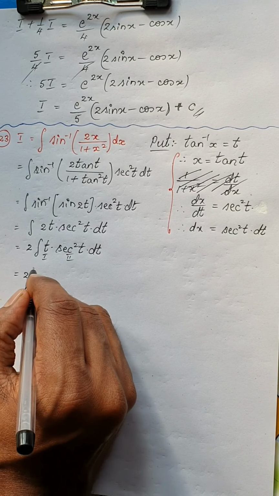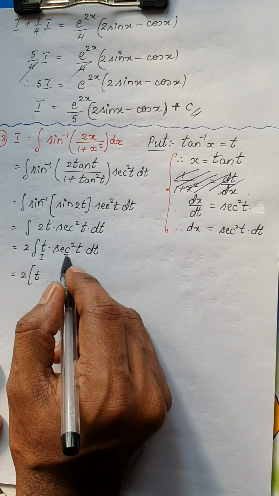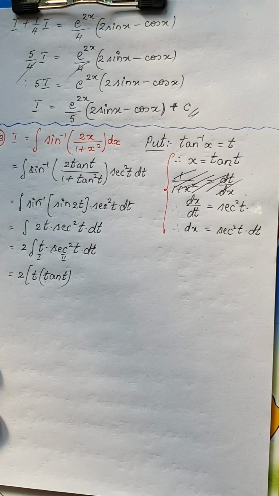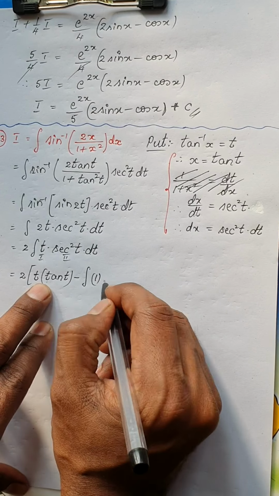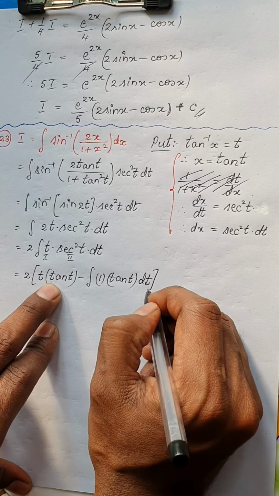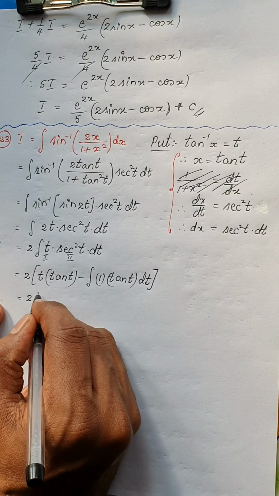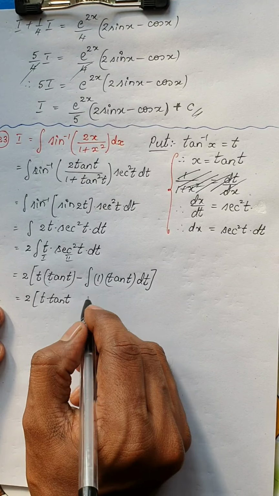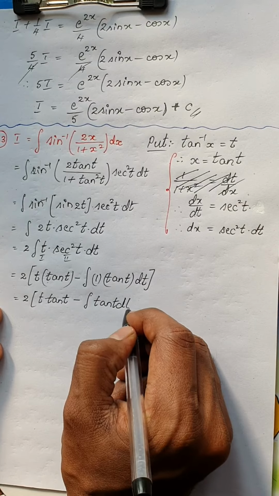So this is nothing but 2 is a constant. Let me keep it as it is. Now keep first function as it is, which is t, integral of secant square. We all know integral of secant square is tan t, minus integral of derivative of t with respect to t would be 1, and this tan t as it is, dt. We shall write the constant c later. So this is nothing but 2 into t tan t minus integral of tan t dt.